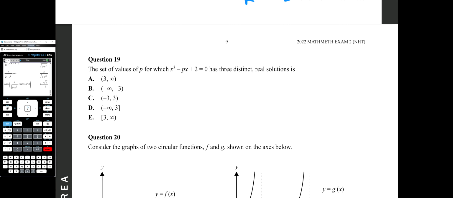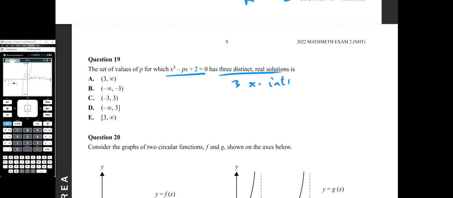Right, question 19. The set of values of p for which x cubed minus px plus 2 equals 0 has 3 distinct real solutions. Okay, so what we're talking about is the graph of this. We want 3 x-intercepts. So the best way to do this really is we're going to use a slider on CAS as much as possible, or as much as we can handle. So again, Control I, let's go to a graphs page and type in x cubed minus p times x plus 2, enter, and it'll ask you to create a slider. Of course, go OK.